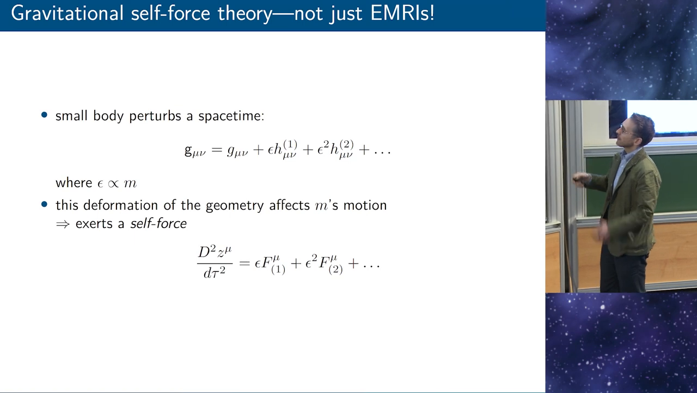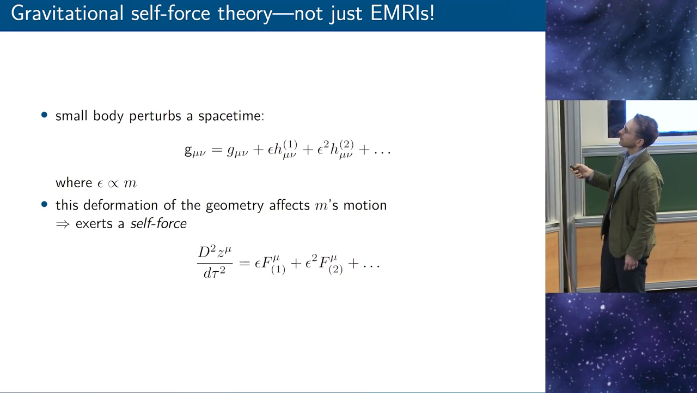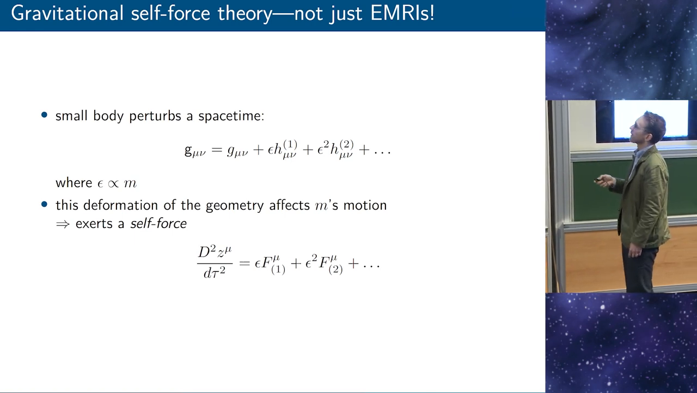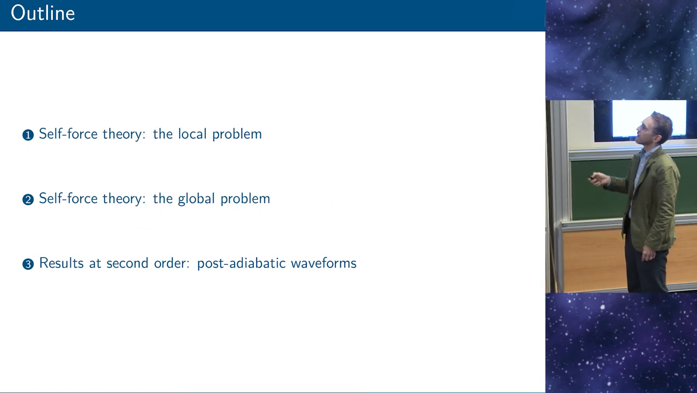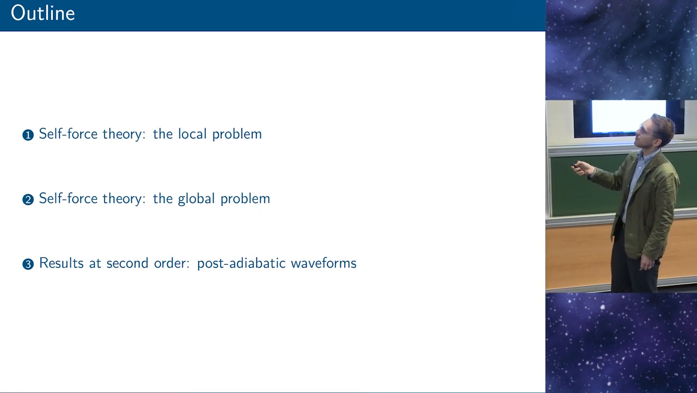So this is a general method, and the first part of this talk is going to be talking about how this method works independent of what you're modeling. It doesn't have to be the two-body problem. Then we will get into specifically modeling the two-body problem. So I'll split it into three pieces.